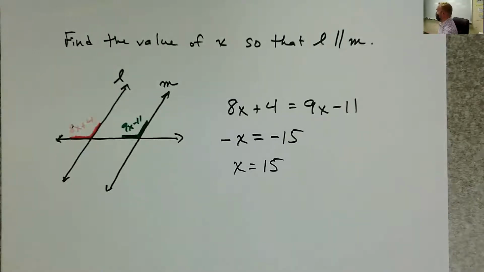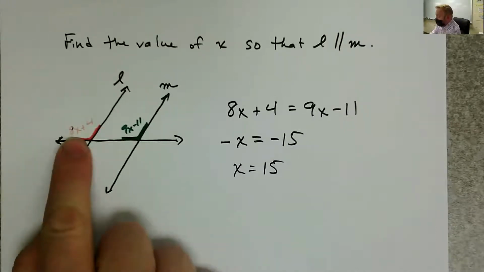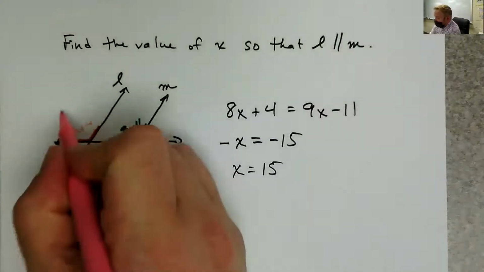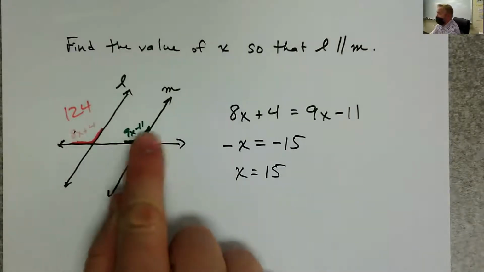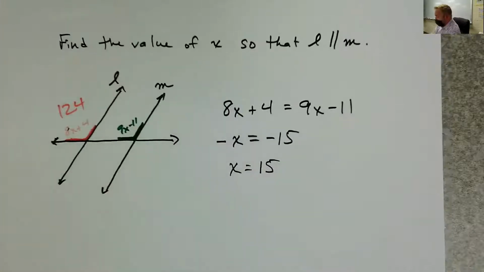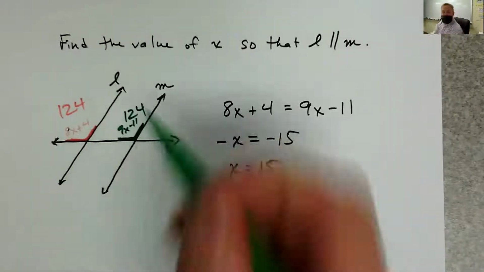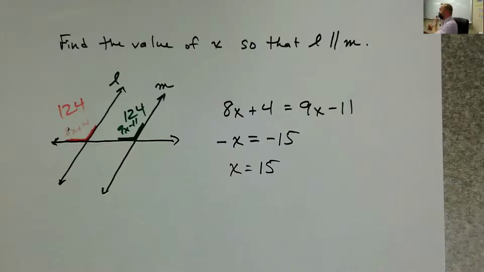Who has a calculator handy? Maris? Okay, you ready? 8 times 15 plus 4. 124. Anybody want to guess what she's going to get if she does 9 times 15 minus 11? Do it. Is that what we get? Okay. If x is 15, it makes both of those angles the same.